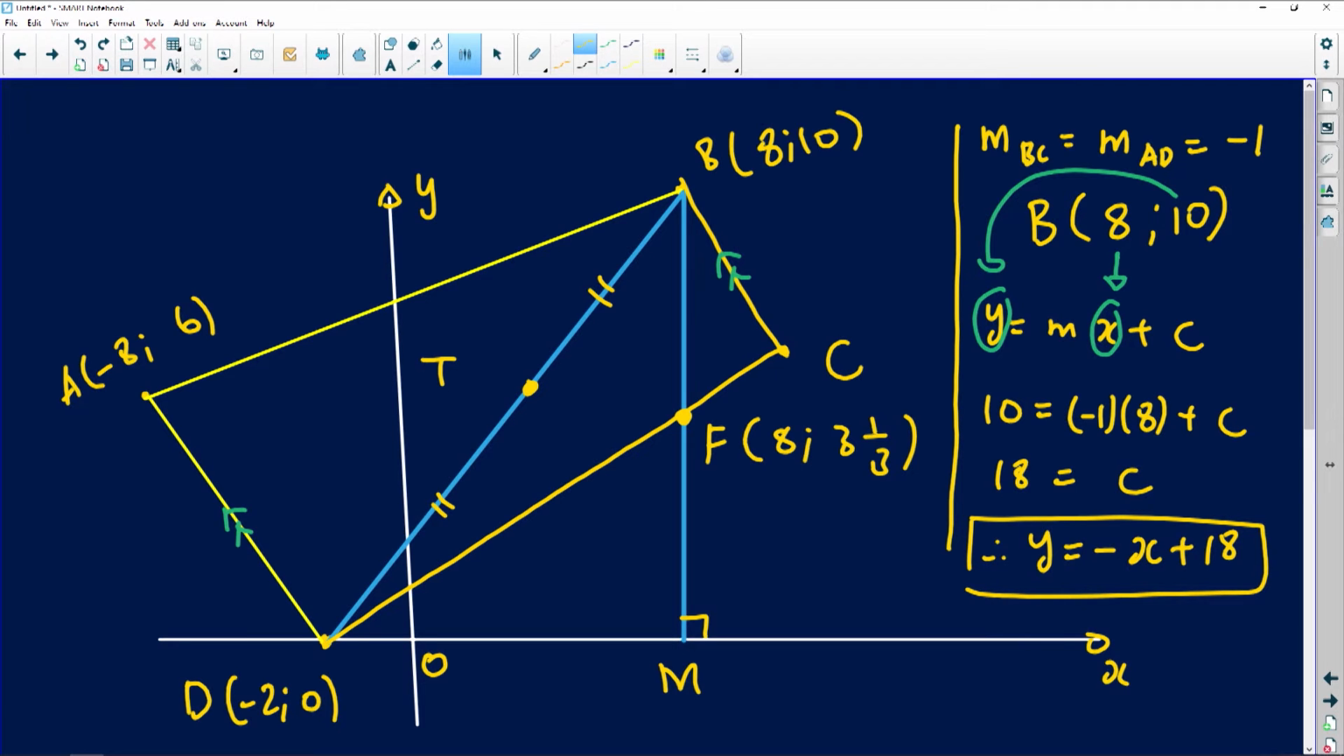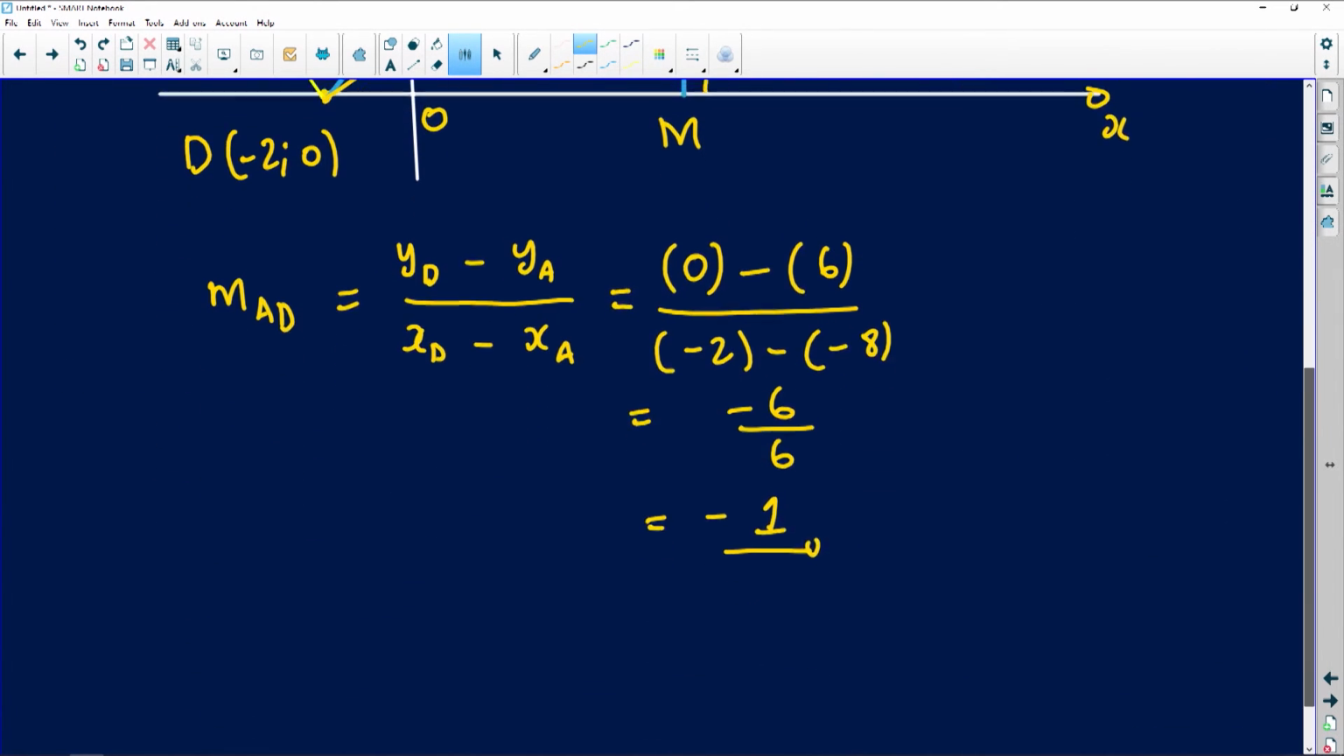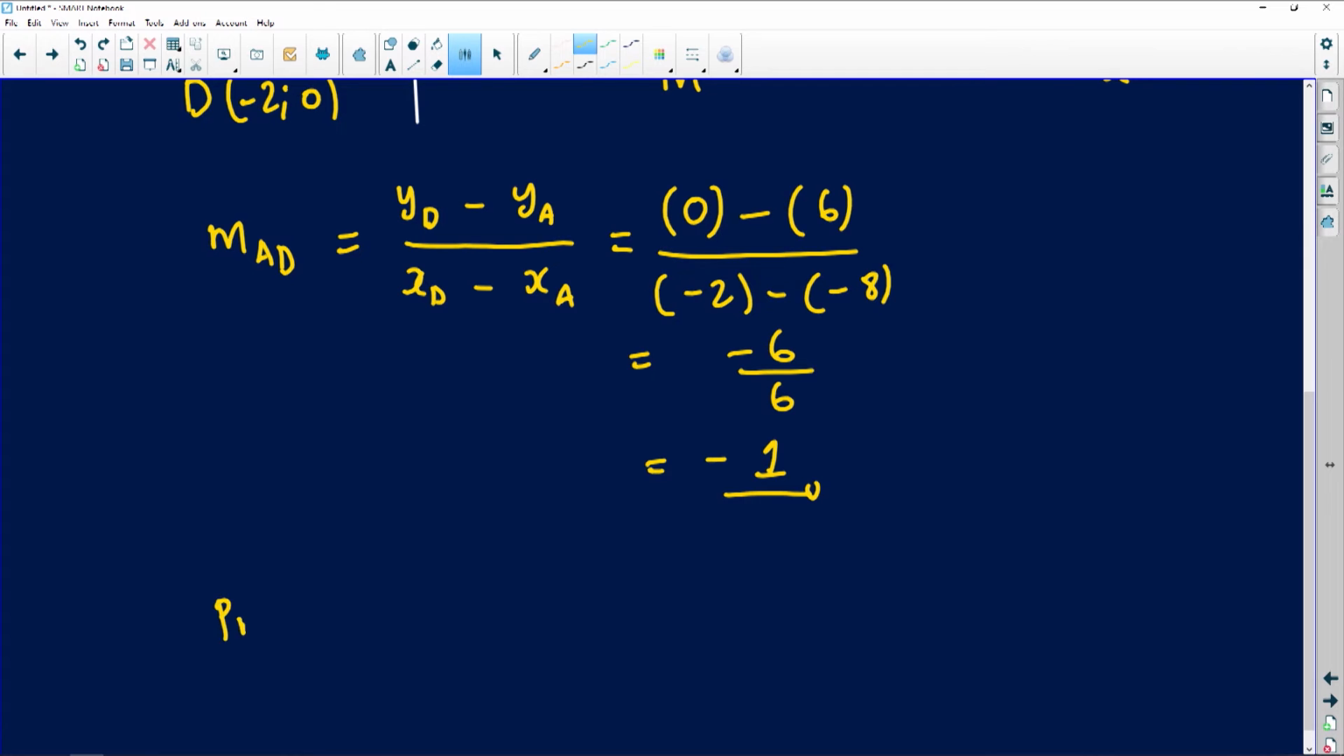Right. Okay, cool. So the follow-up question says we now need to prove that BD is perpendicular to AD. That's what they're saying here. They say we need to prove. That's what the third question says. It says prove, right? This is number 3. Prove that the line BD is perpendicular to the line AD.